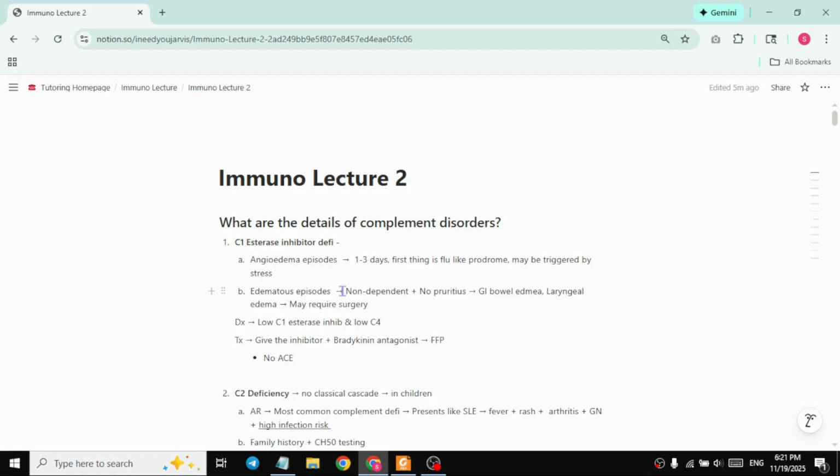cytotoxic edema. Now, because of that, it goes in different places. For example, it can go in the GI system, causing GI bowel edema. It can go in the larynx, causing laryngeal edema. Once laryngeal edema or GI bowel edema are there, the fluid is not going anywhere, which may require surgery. Or even with laryngeal edema, if you have large amounts of it, it's going to require intubation. So angioedema and edematous episodes are very severe forms of severe things seen with C1 esterase inhibitor.